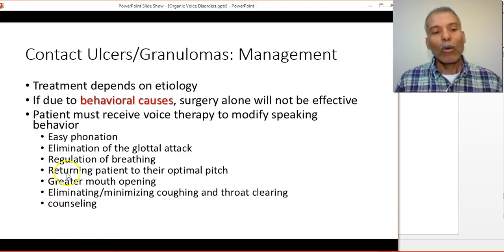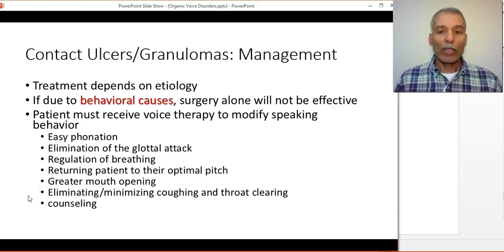And then the counseling always is important in terms of voice. And the counseling is not just for the patient, but for the patient and the people around the patient, like the patient's family, friends, maybe.